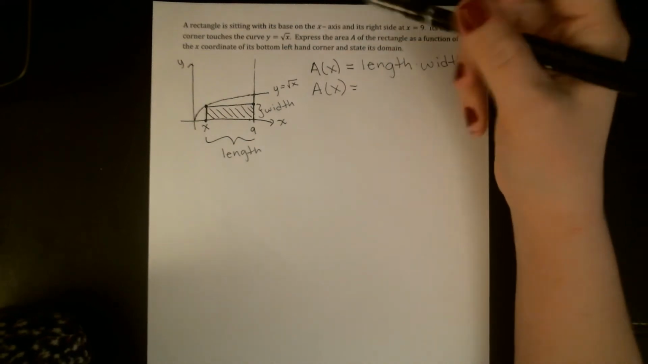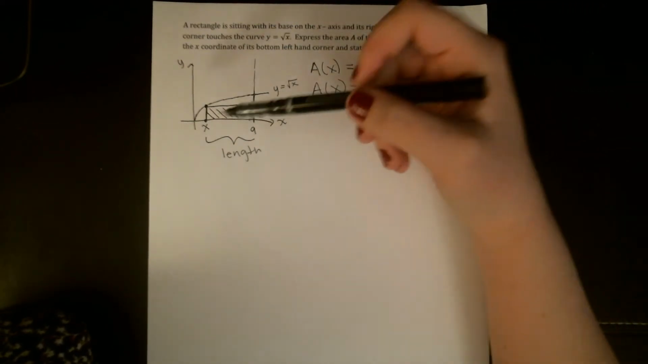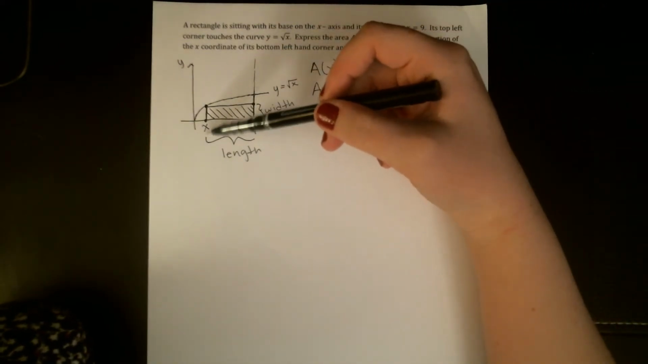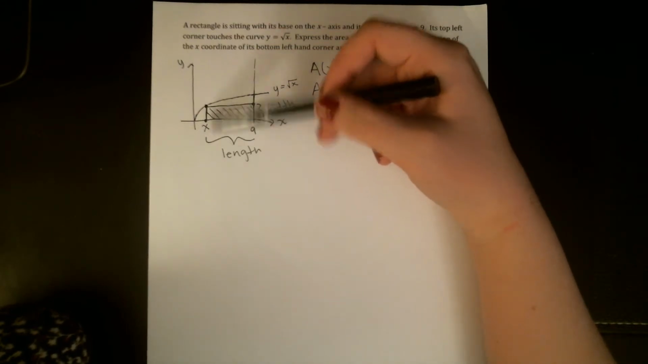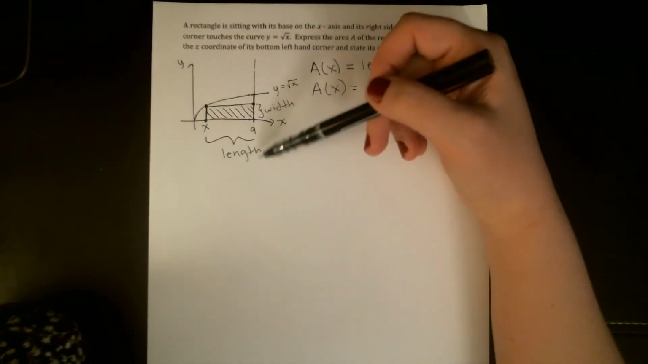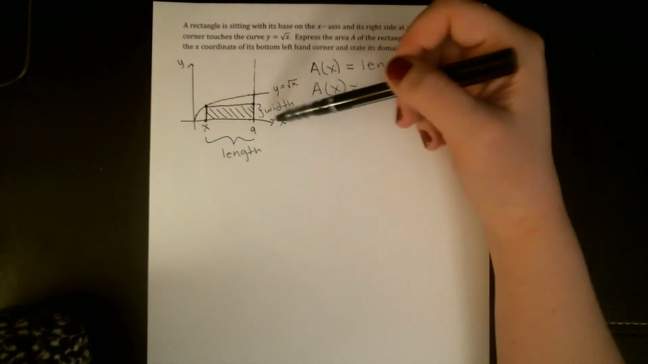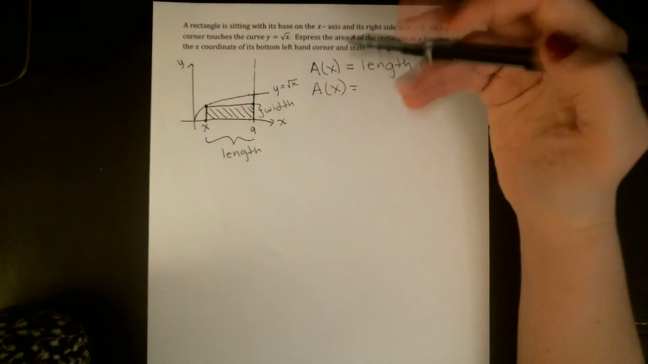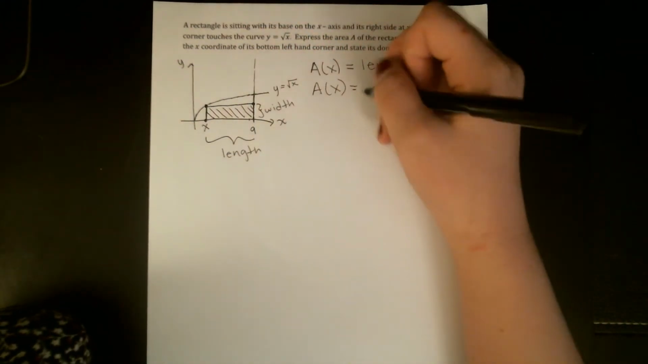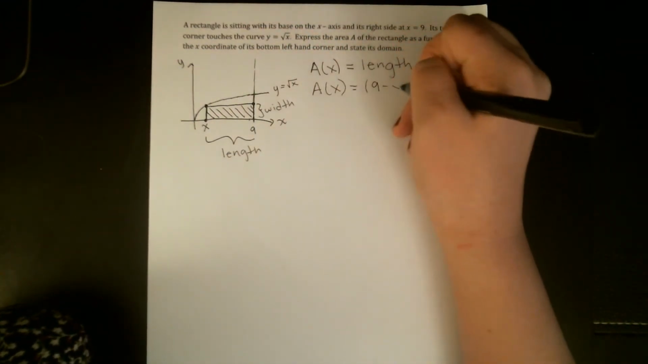To get the length of the rectangle, I want the distance between the left-hand side at x and the right-hand side at 9. So I'm looking for this horizontal distance. It's like looking for a run, right? Distance between two x coordinates. So that length is going to be 9 minus x.